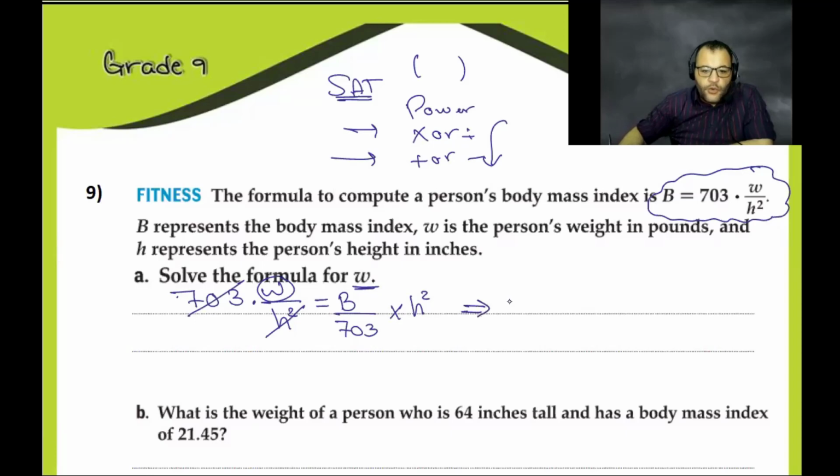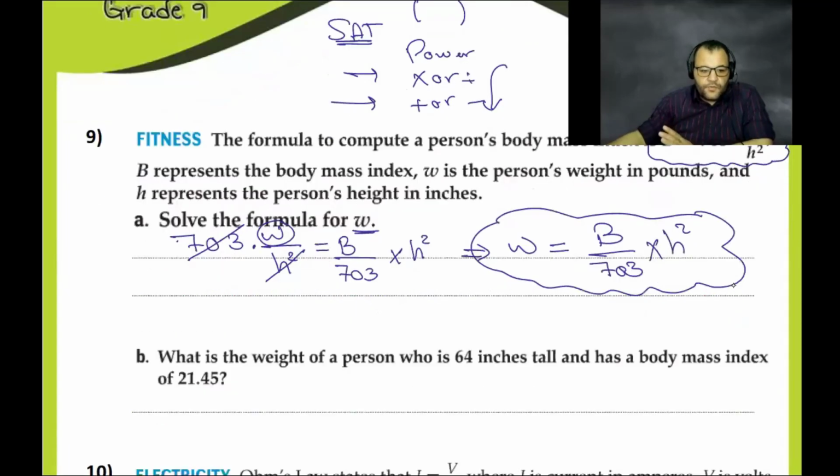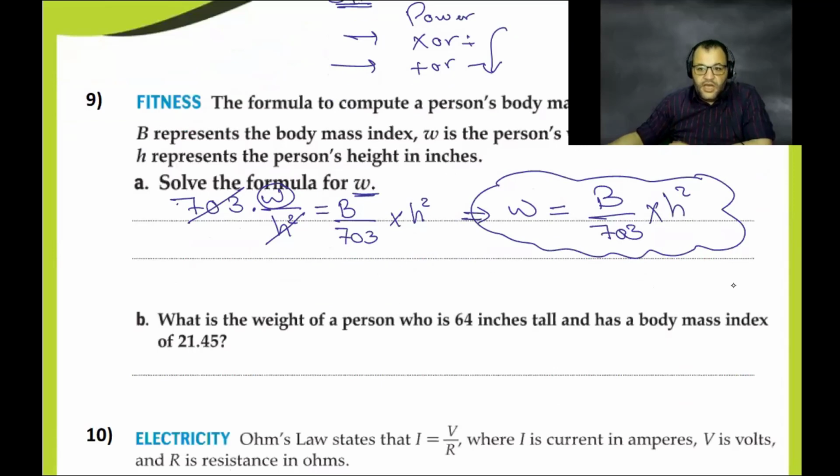So now the equation is W equals P over 703 times H squared. That's all. That's easy. I just write it. Is that all, mister? Yes. For A, that's all.